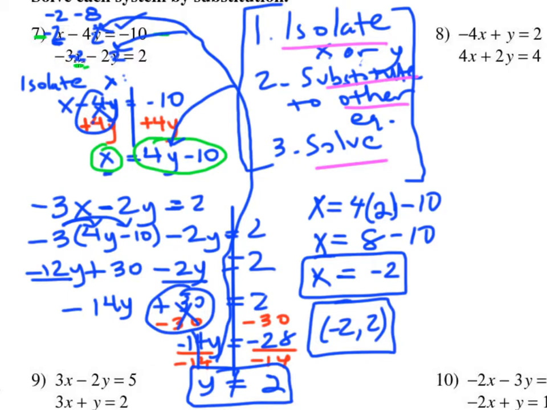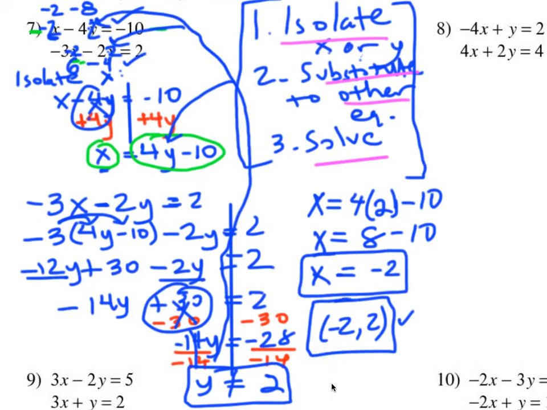All right, plug a negative 2 in right here, and plug a 2 in right here, just times. So negative 3 times negative 2. What's negative 3 times negative 2? That's a positive 6. And 2 times 2 is a 4, so 6 minus 4. Does 6 minus 4 give me 2? Yep. So this is the solution. This works for both the top guy and the bottom guy. Negative 2, comma 2.